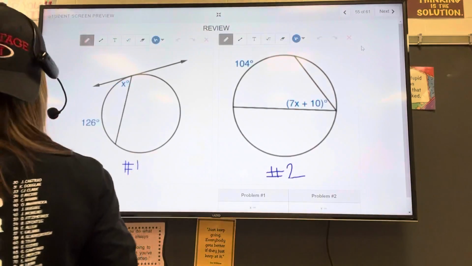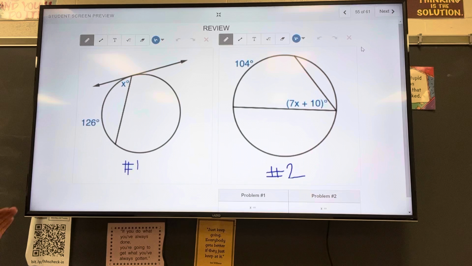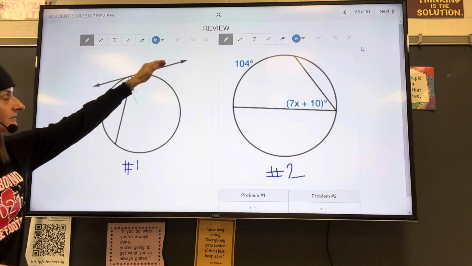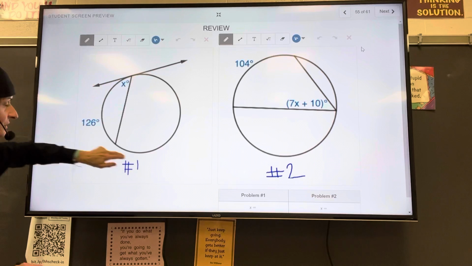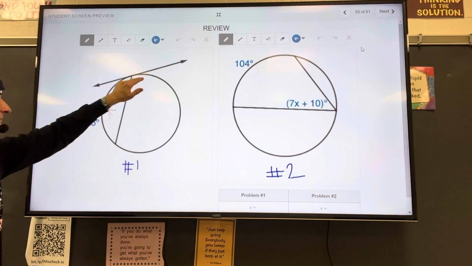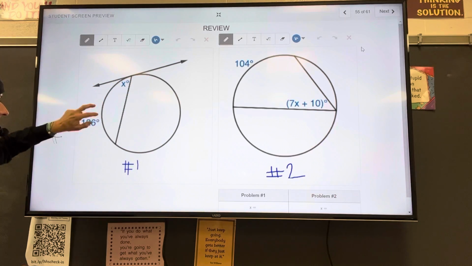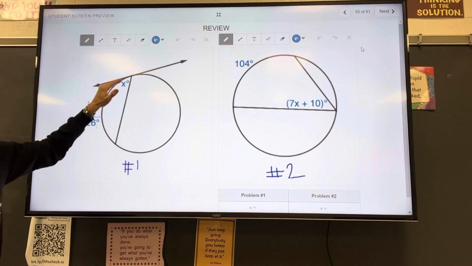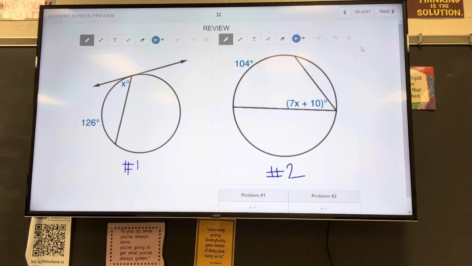Slide number 55. So the relationship between the measure of this angle on the straight line, which is 180, and the measure of the circle, which is twice as big, 360. The measure of this arc is twice as big as the measure of this angle. So what we have to do to find the measure of x is take 126 and divide it by 2.